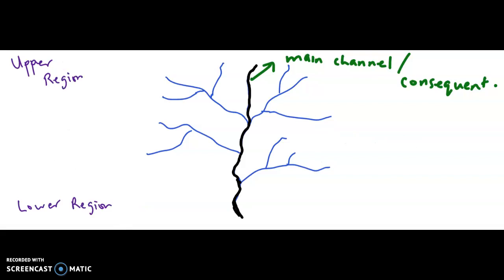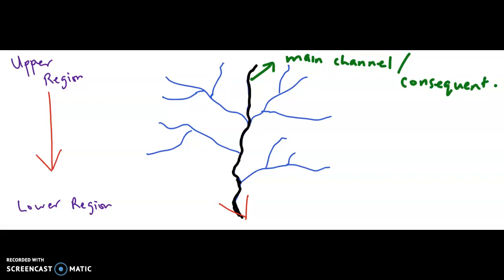Now, if we have the upper region situated here and the lower region situated here, that means the flow of the water will generally be moving in this particular pathway. So we can see from the image on the screen the direction of the flow of the water. Look at the arrows there.